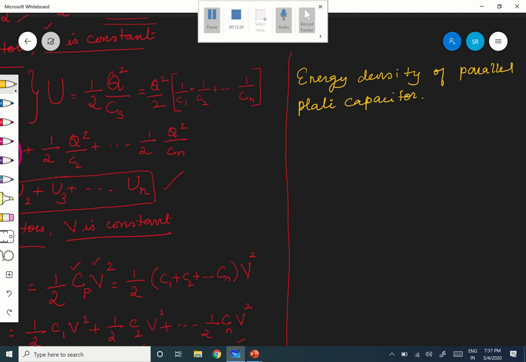Now what is energy density? Energy density is defined as the total energy stored per unit volume of the capacitor or condenser. The energy density of a parallel plate capacitor is defined as the total energy stored per unit volume of the capacitor. That's it. Therefore, how do we denote energy density?